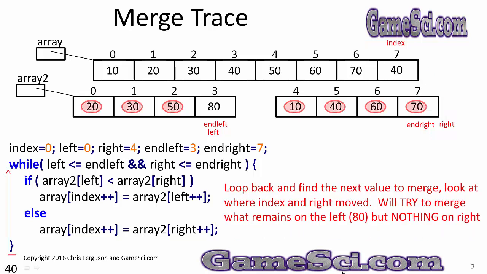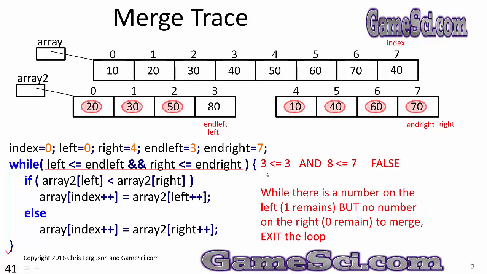Loop back up and find the next value to merge. Look at where index and right moved. We'll try to merge what remains on the left, 80, but there's nothing on the right. There's no numbers left on the right to merge. Look how everything on the right has a circle. Look how right has moved off the edge of the array.